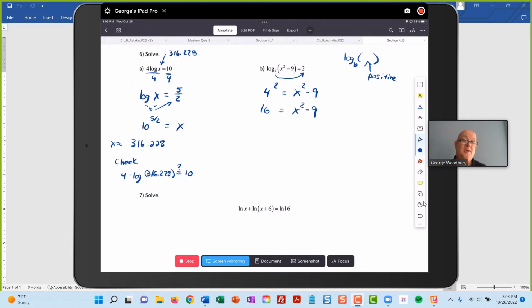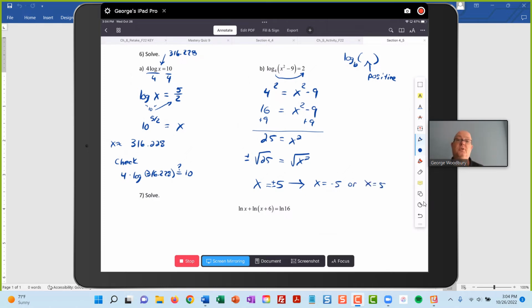Now I've just got a quadratic equation, and this time I can isolate the x squared and solve by taking square roots. So if I add 9 to both sides, 25 equals x squared. I can take the square root of both sides, square root of 25, square root of x squared. But remember, when we take the square root of both sides, on the side with the constant, we want to take both the positive and negative square roots. We know the square root of 25 is 5. So x equals plus or minus 5, x equals negative 5, or x equals 5.